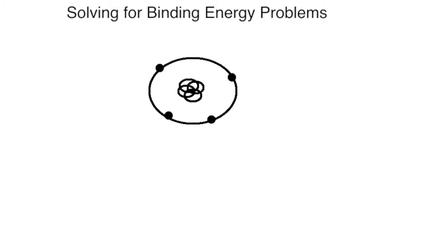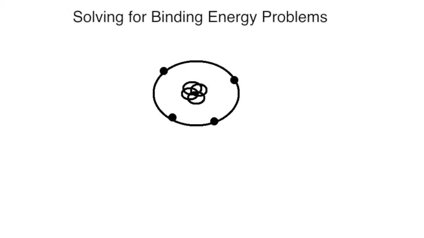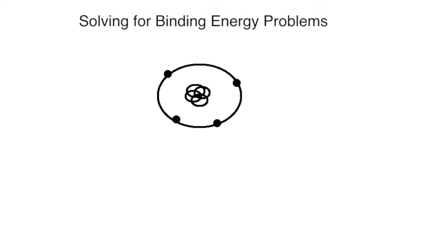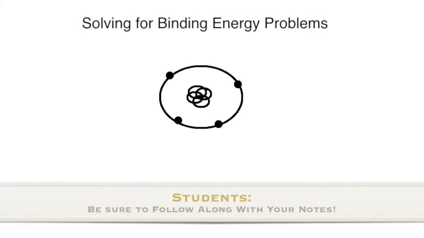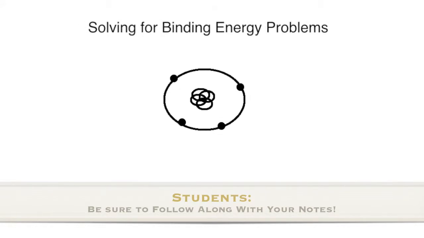This is an atom, the smallest particle of an element that still retains the properties of that element. The nucleus of the atom contains the protons and neutrons, which are most of the mass of the atom. Electrons orbit the nucleus and are only a small part of the mass.